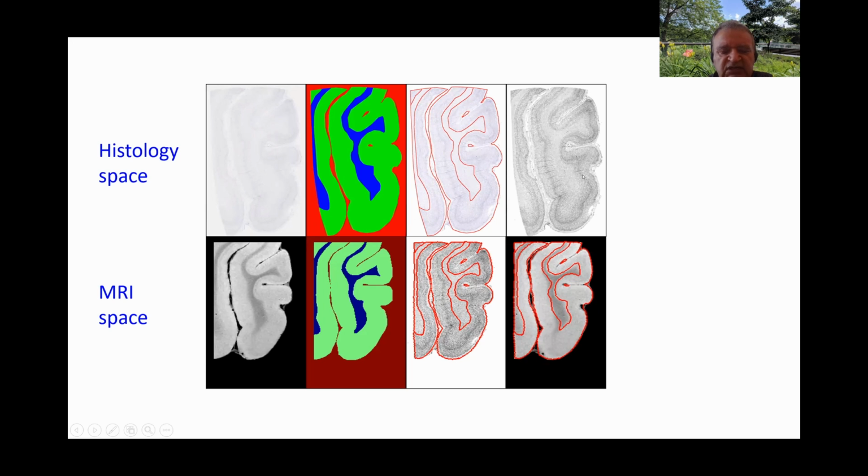This would be the histology space. Here is the MRI space, SSFP at 0.1 millimeter isotropic. And that would be the segmentation also done with the deep learning. And here is the histology aligned already to the MRI with the red curves that were superimposed on the histology. And here the same red curves from the histology are superimposed on the MRI. So that's how we do the alignment in very small blocks.